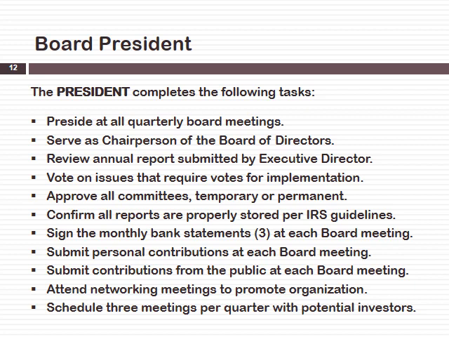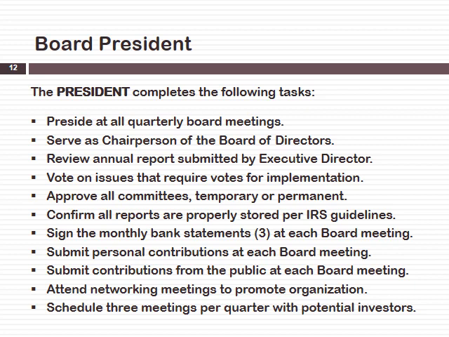Next, submit contributions from the public at each board meeting. Board members are also expected to encourage people in the community to contribute to the organization, and they need to bring those contributions to the quarterly meetings as well. Attend networking meetings to promote the organization in the communities. When you are working or networking in the community, you want to make sure you promote the organization at every opportunity.